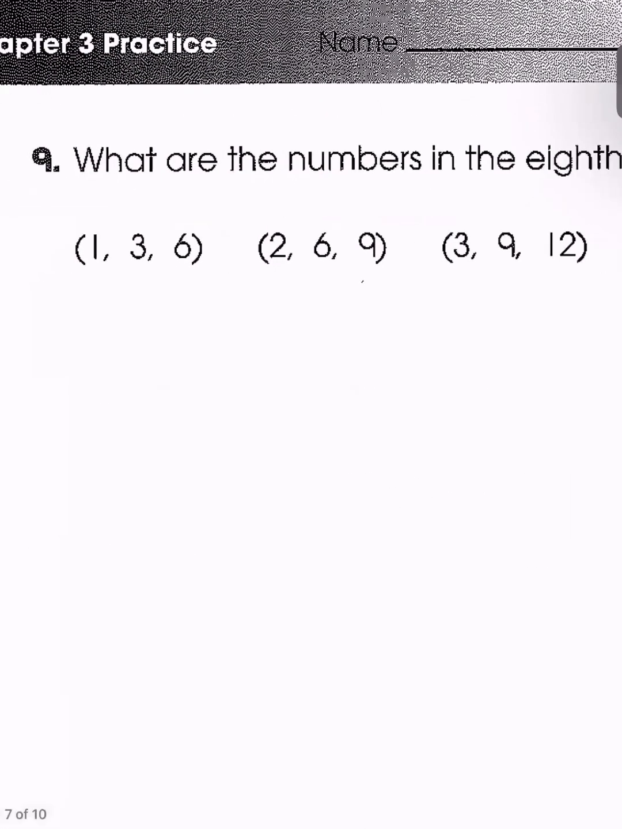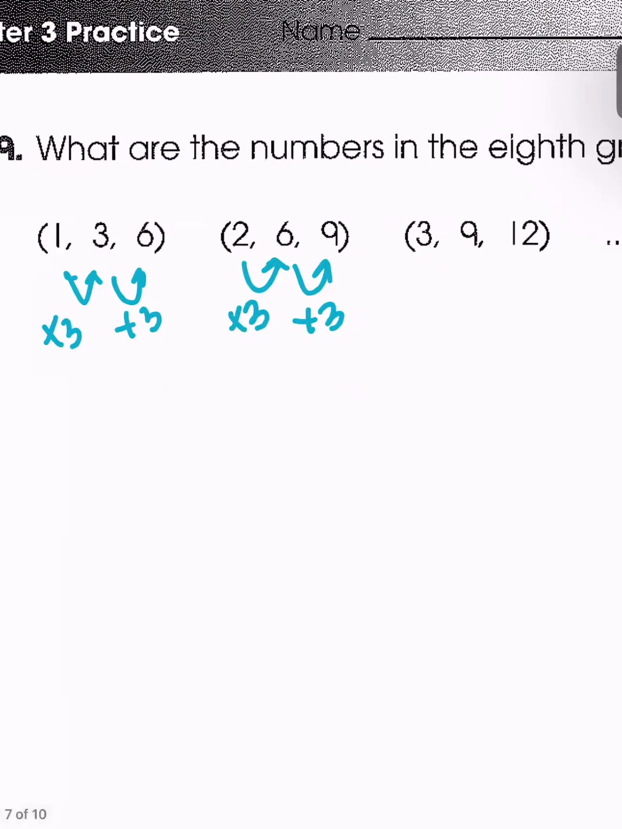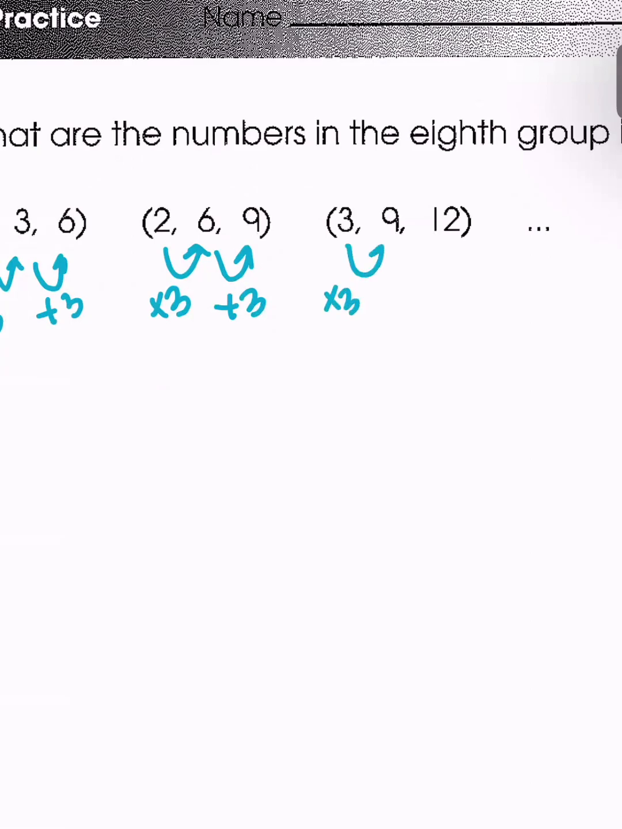So in this pattern, we have 1 times 3 equals 3, and 3 plus 3 equals 6. 2 times 3 equals 6, 6 plus 3 equals 9. 3 times 3 equals 9, and 9 plus 3 equals 12.